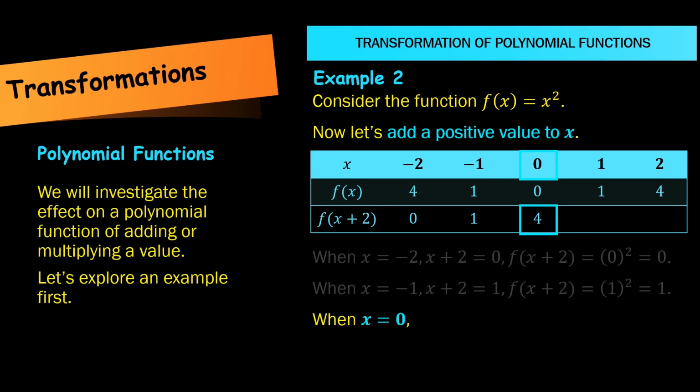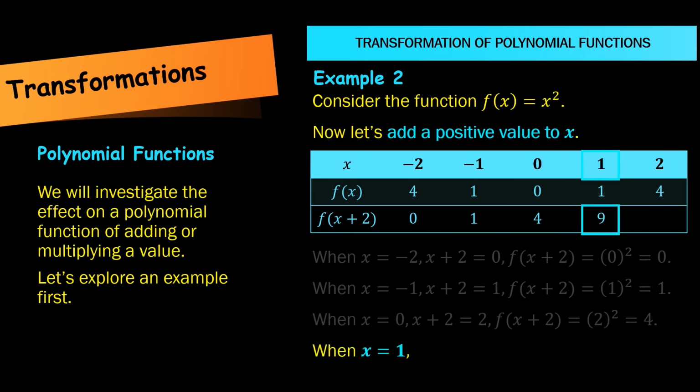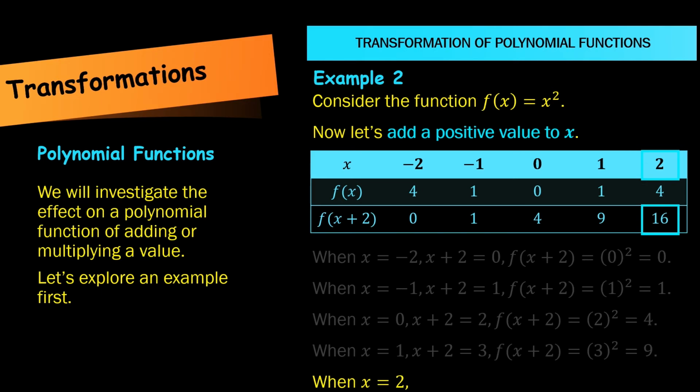When x is 0, f of x plus 2 is 2 squared, which is 4. When x is 1, f of x plus 2 is 1 plus 2 all squared, which is 9. And finally, when x is 2, f of x plus 2 is 2 plus 2 all squared, which is 4 squared, which comes to 16.